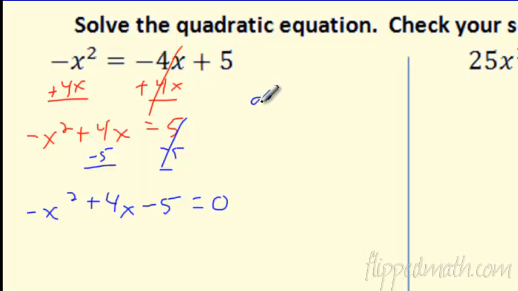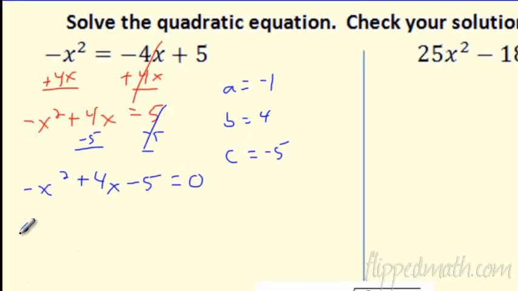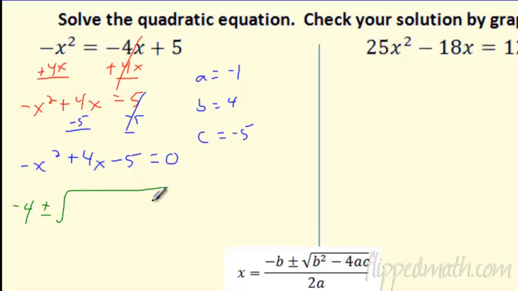So if I find my a, b, and c, A in this case is what? Negative 1. Remember there's a 1 in front there. B is now 4, and C is negative 5. Plug these in here, and I get what? You get negative B plus or minus the square root of B squared minus 4. A is negative 1, be careful, and C is negative 5. So all of that's over 2A.